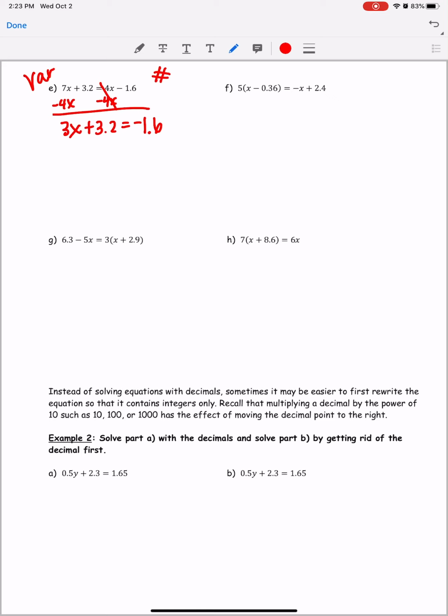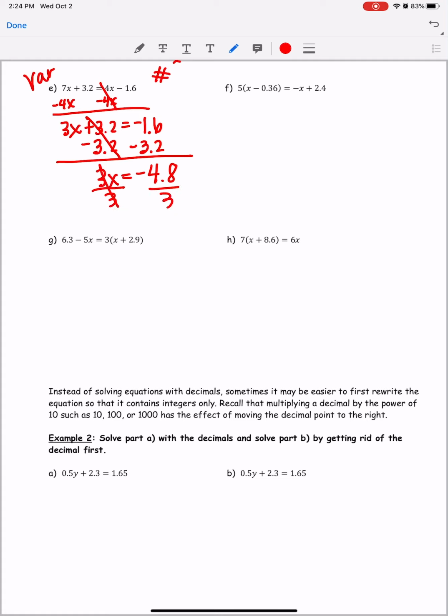So now I have my variable over here, right? It's right here, you got no variable over here. So now let's get the constant over here. So I need to move this to this side. Well, the opposite of adding 3.2 is to subtract it. So I'm going to get 3x equals, put this in your calculator, we're going to get negative 4.8, and then my last step is to divide.